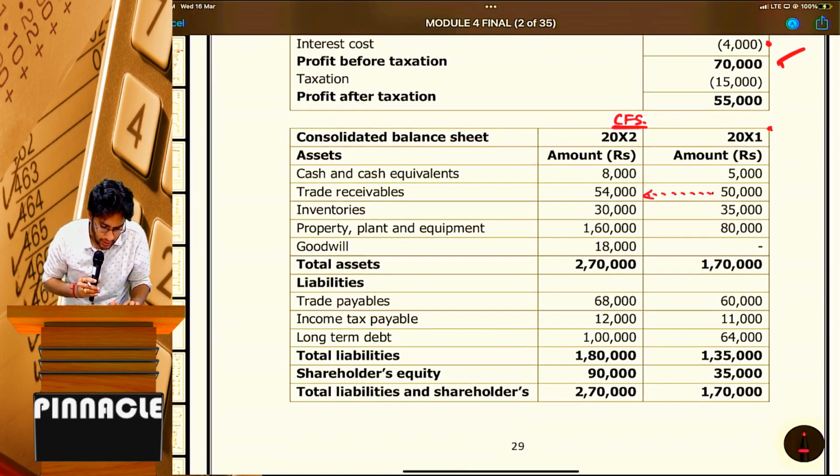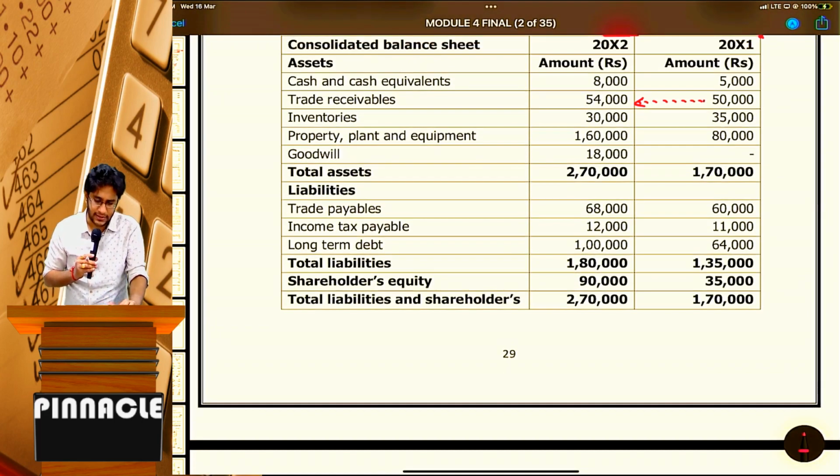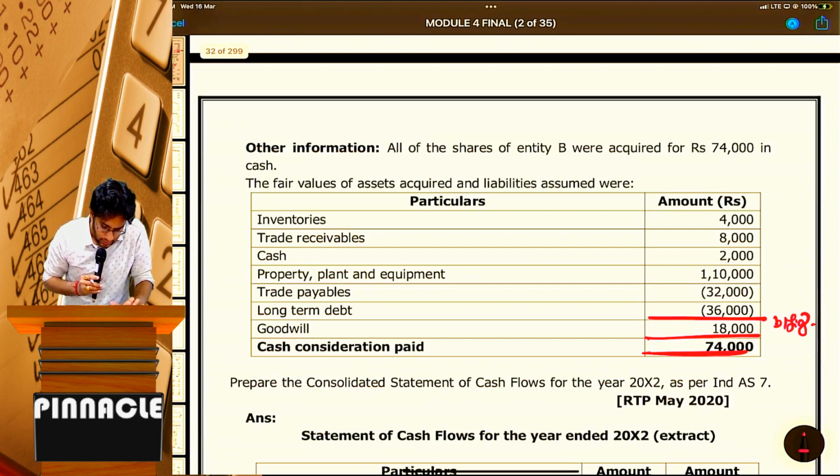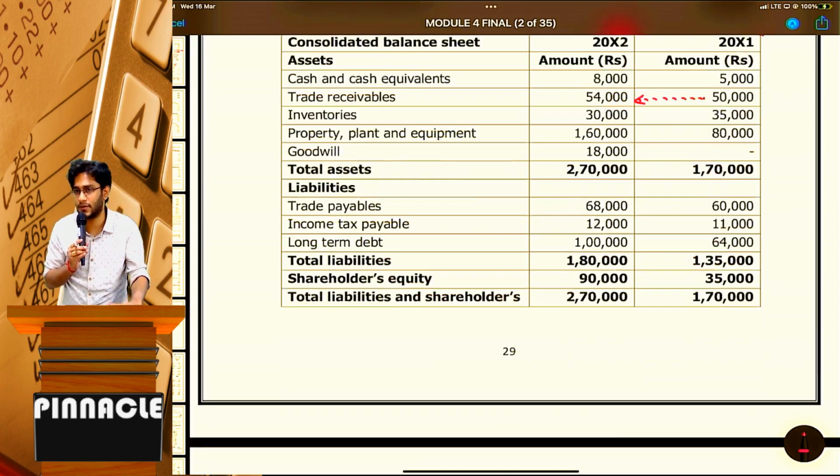Next. PPE is not here. Forget about goodwill also. Trade payables: 60 became 68. But from that 68, 32 is from the subsidiary. Oh wow. So if you remove 32 from 68, it is 36. So 60 liability became 36. 24,000 outflow, sir.